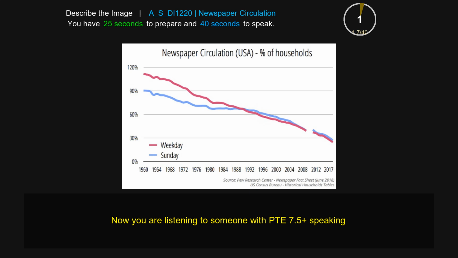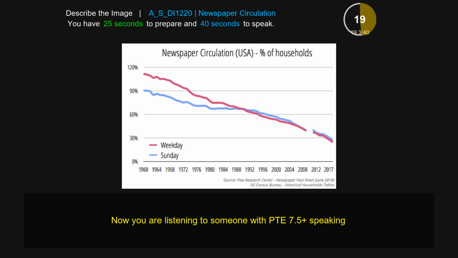The picture provides information about newspaper circulation in USA and percentage of household items. First of all, the x-axis represents the years which start from 1960 to 2017, and the y-axis represents the percentages which start from 0% to 120%.